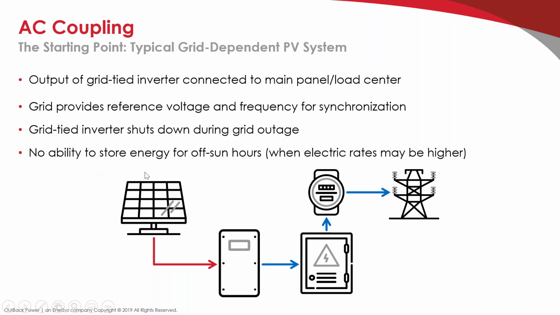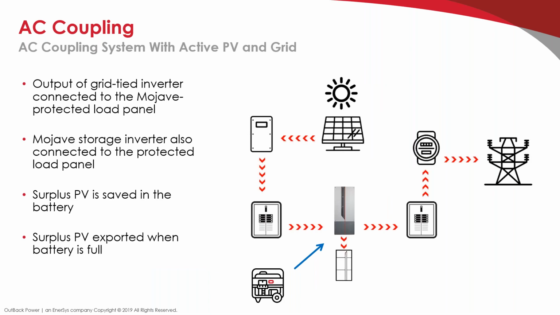Obviously, there's no ability to store the energy for off-sun hours or when the peak rates may be there. So AC coupling is basically either installing a storage component with a grid tie component or adding it, which can be done fairly easily after the fact, after a grid tie system has been in place for a while. The output of the grid tied inverter is connected to the Mojave protected load panel, and the Mojave is also connected to the protected load panel here.